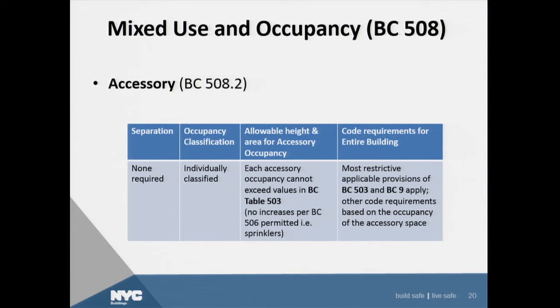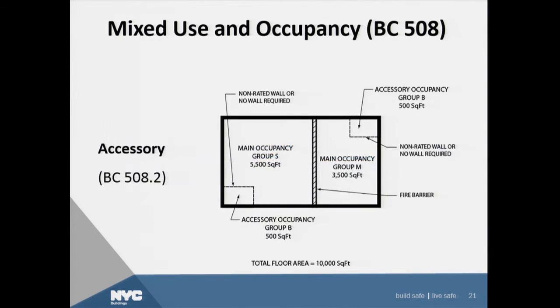Okay, and in terms of the code requirements for the building, again, it's the most restrictive between the tabular limits or BC Chapter 9 for fire protection. And there's other requirements for the accessory occupancy. There's a diagram on the next page which indicates that there's actually a fire barrier in here, and we're showing two 500 square foot accessory occupancies.